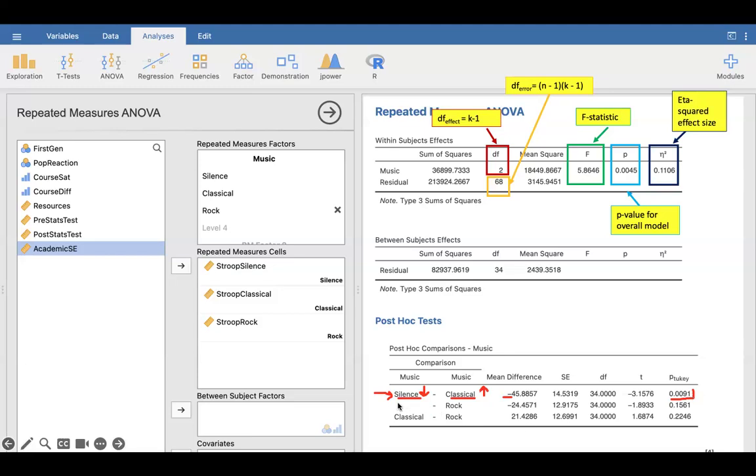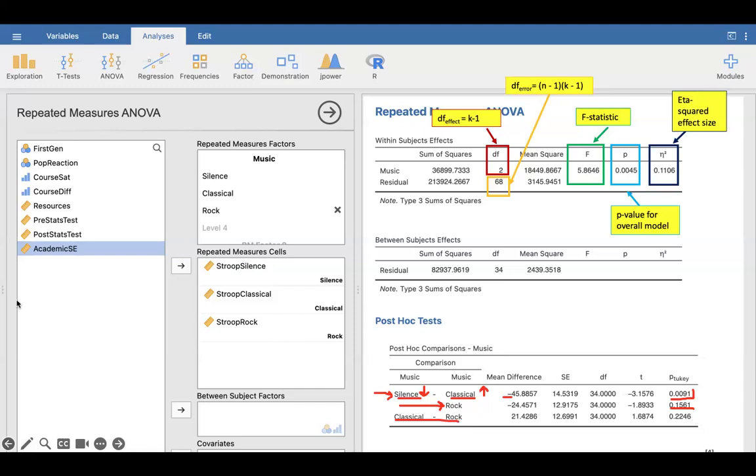Now, our other comparisons, this one is also silence, but it's comparing it to rock music. And you can see based on our p-value that we are not going to reject the null hypothesis there. So there's no significant difference between silence and rock, and there's no significant difference between classical and rock.